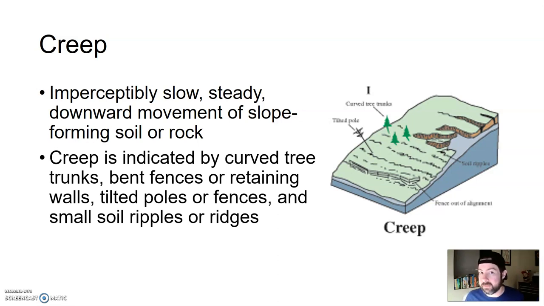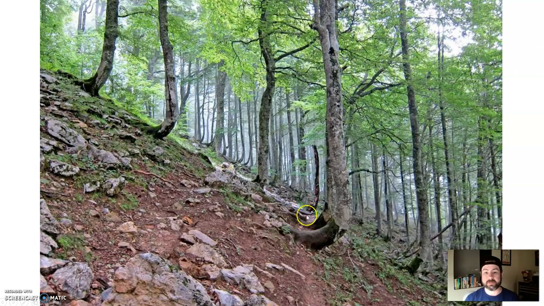You'll know if a creep is occurring by a few things. Curved tree trunks, more on that in a second. Bent fences or retaining walls, tilted poles or fences, or small soil ripples or ridges. So you can kind of see it here, some ripples on the surface, fences that have been kind of altered, tilted poles. And one of the weirdest indications of creep are curved tree trunks, like this.